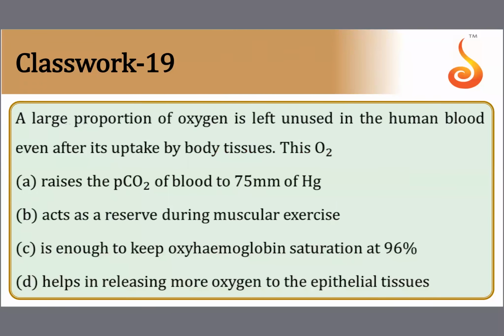A large proportion of oxygen is left unused in the human blood even after its uptake by body tissues. So you know what happens? This actually happens in the muscles. In your muscle, you also have another respiratory pigment which is involved in delivering oxygen to your muscles. Do you know which is that respiratory pigment which is involved in picking up oxygen from your hemoglobin and delivering it to the muscles? It is called the myoglobin.